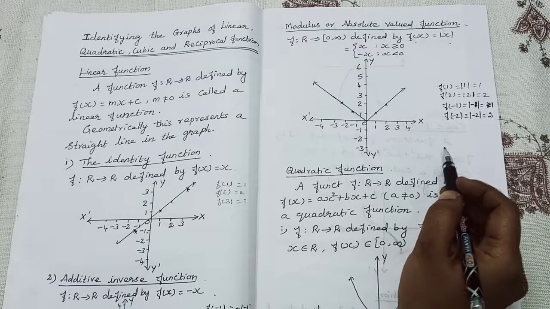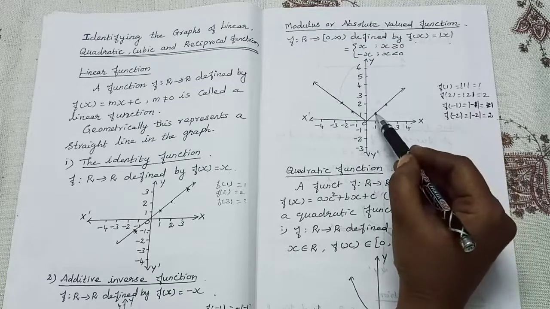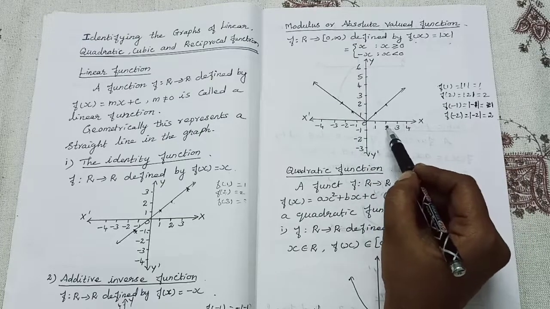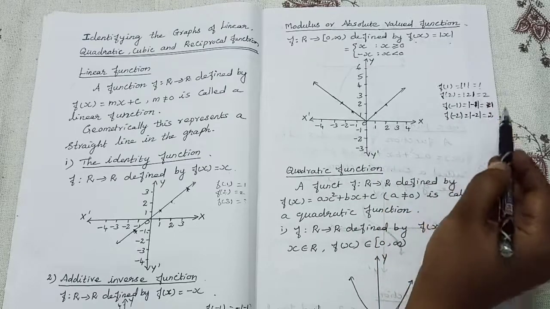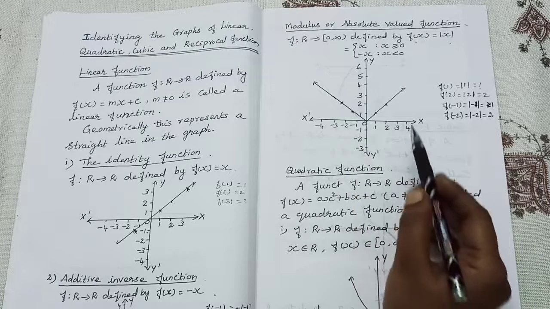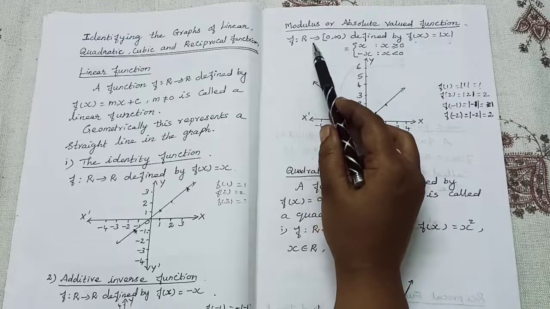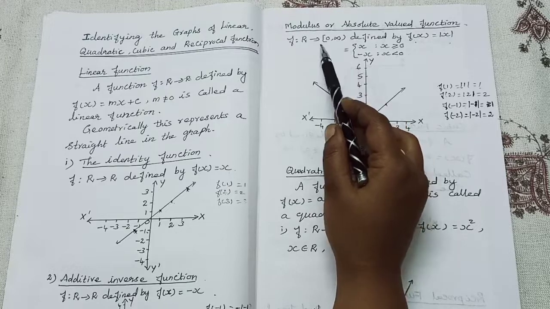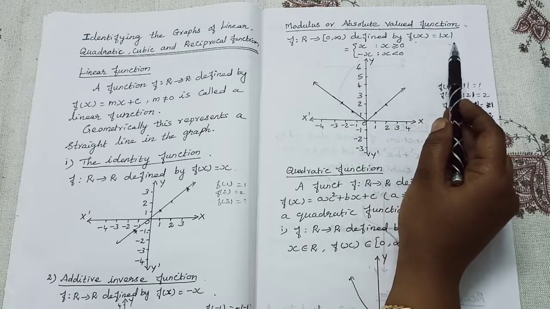Have you understood? So we have to plot here. Suppose x equal to 1, then y is equal to what? The x values, positive and negative, will come, but for f of x we will get all positive values. That is what is given here. This is the modulus or absolute valued function, f from R to [0, infinity), defined by f of x is equal to modulus x.